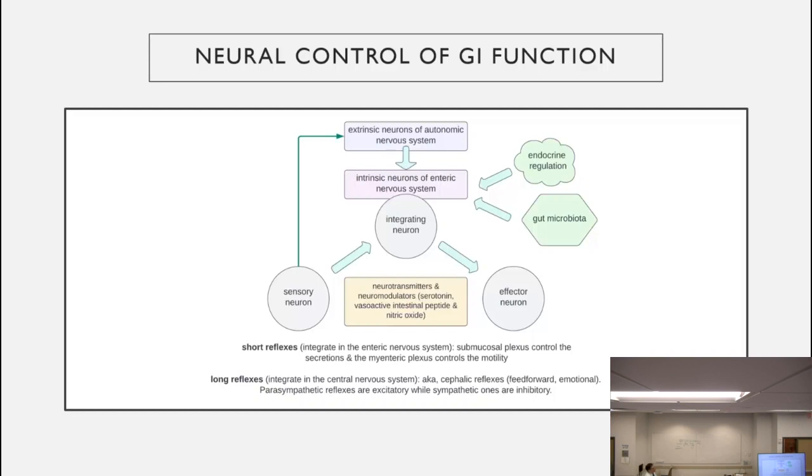Normally, most of our functions are under what we call a parasympathetic tone. For example, the heart. If you leave a heart alone without any intervention, the heart rate is going to be around 100 per minute. But the parasympathetic influence slows it down. Normally, most of the day, we are under a parasympathetic tone, also on the intestines.